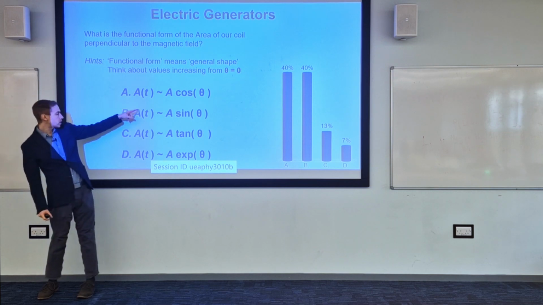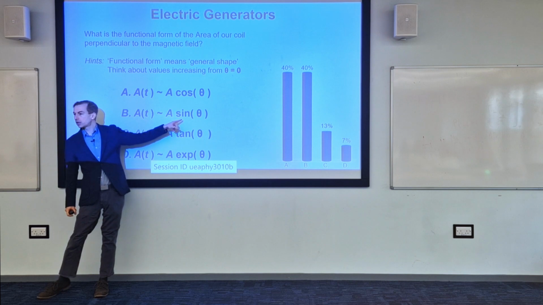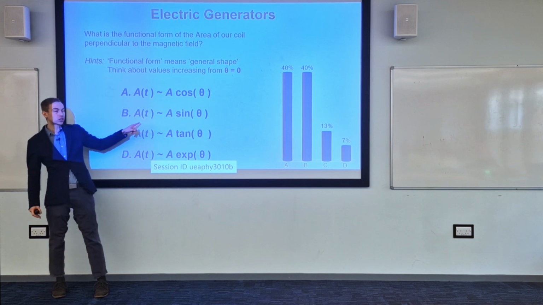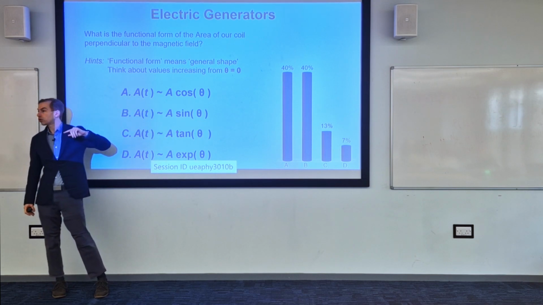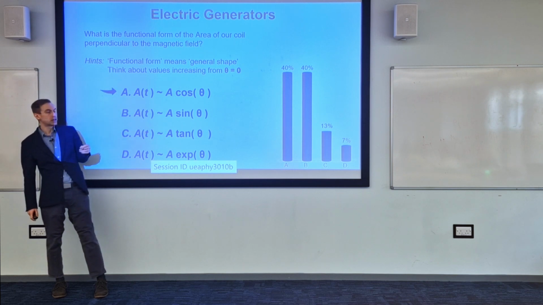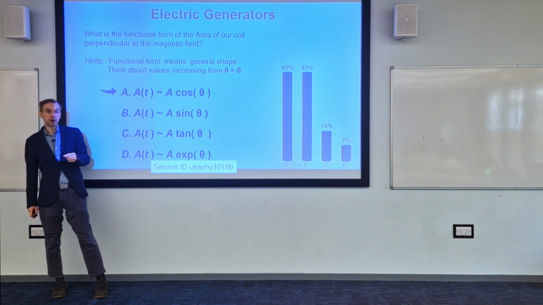So if we're thinking about these two, what do we get for sine of 0? What's that going to be? Any thoughts? Exactly. So sine of 0 is just going to be 0, so we know it's got to be the cosine one. I think everybody was thinking along the right lines, but the correct answer is option A, the cosine one.